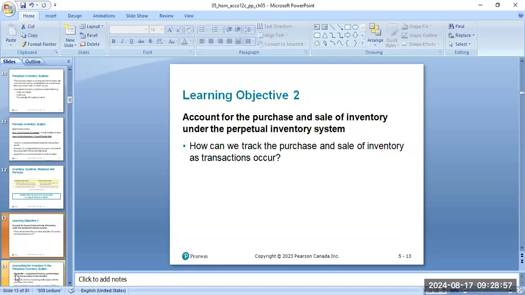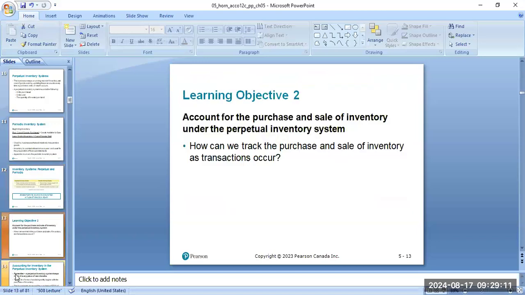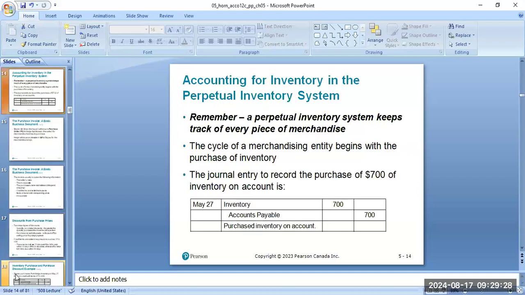So let's see what will be the accounting for the purchase and sale of inventory under the perpetual inventory system. Out of those two, first we're going to start with the perpetual inventory system, then we're going to move to the periodic inventory system. How are we going to keep track of the purchases, of the sales, and of the available quantity of the inventory that we have? The perpetual inventory system keeps track of every piece of merchandise that we purchase.